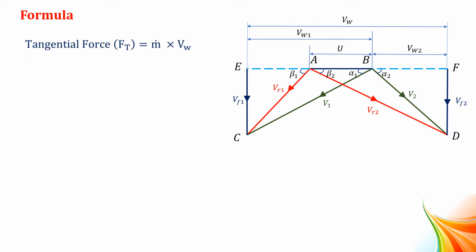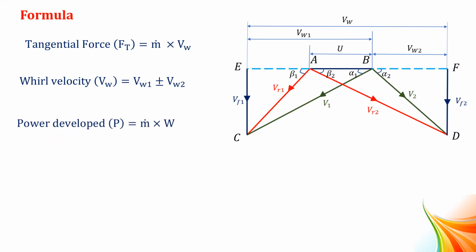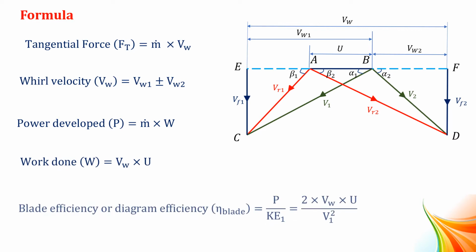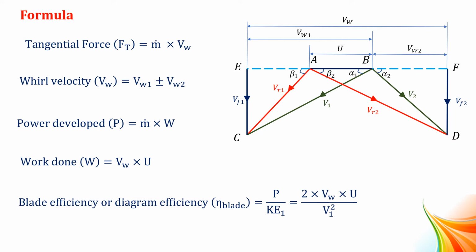Tangential force Ft equals m dot into Vw, where whirl velocity Vw equals Vw1 plus or minus Vw2. Power developed P equals m dot into W, where work done W equals Vw into U. Blade efficiency or diagram efficiency equals power developed divided by kinetic energy of steam entering the blades.